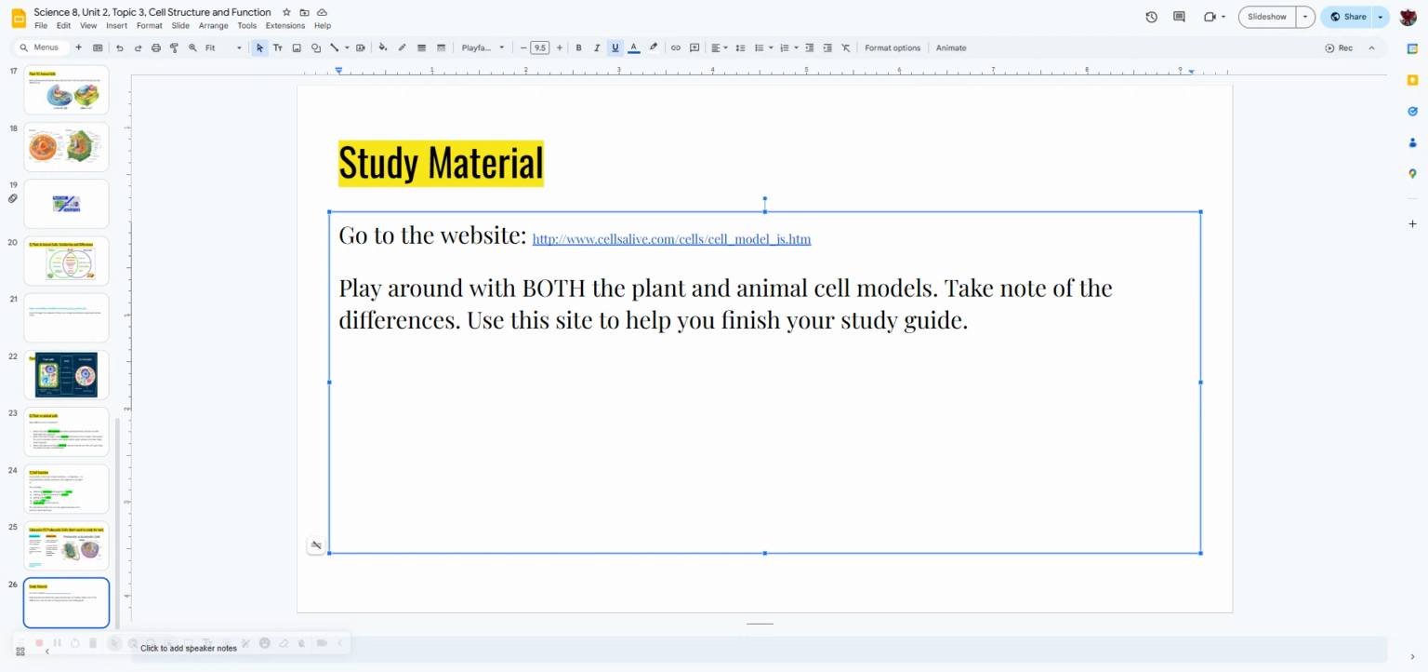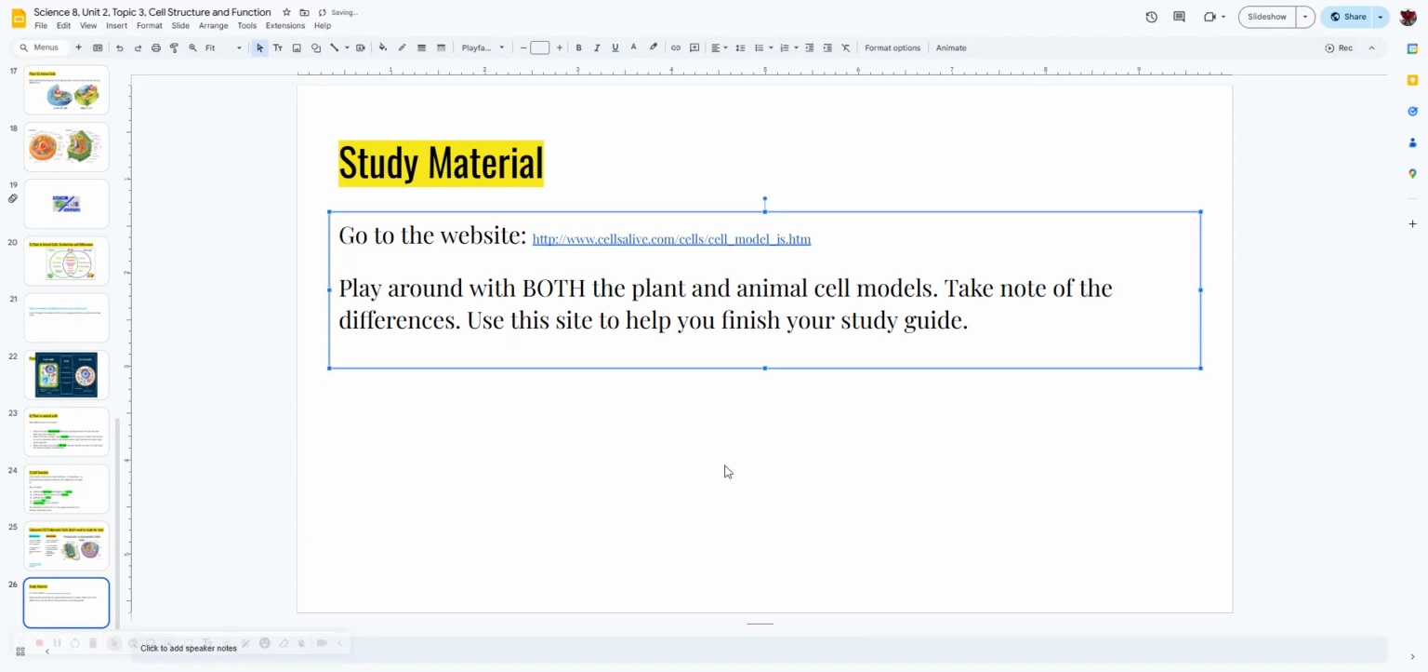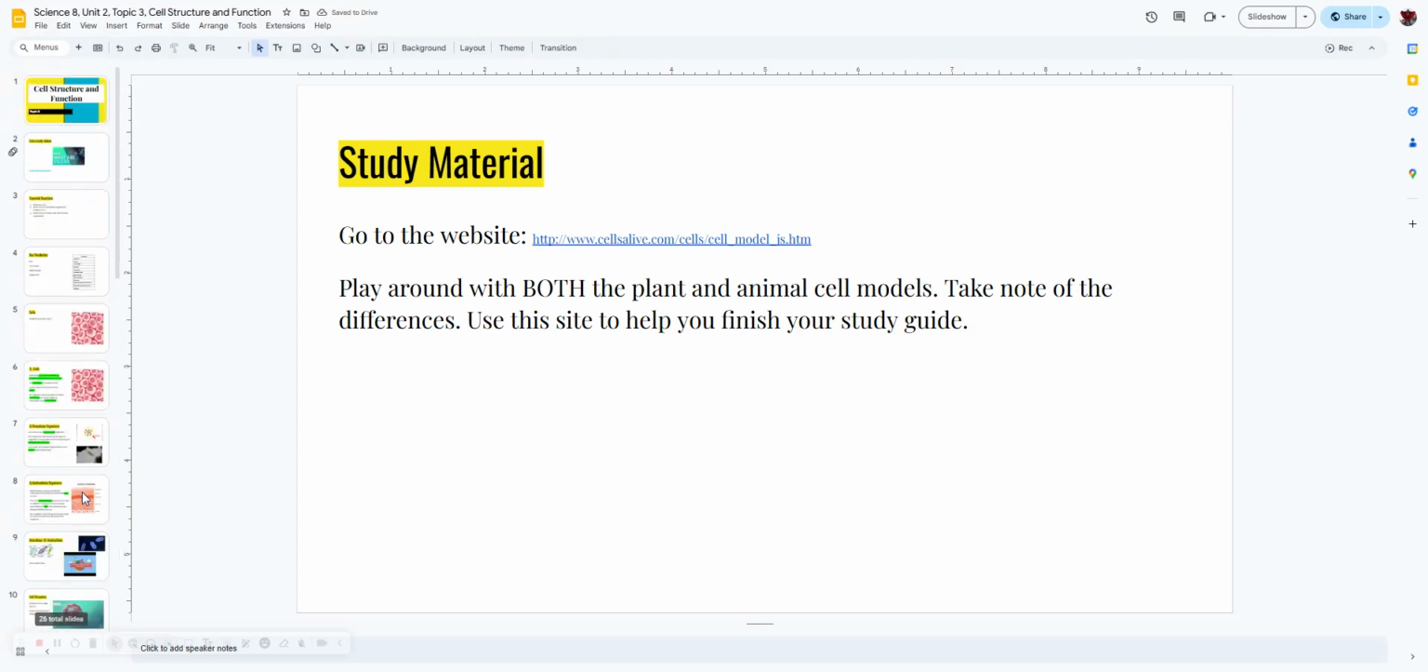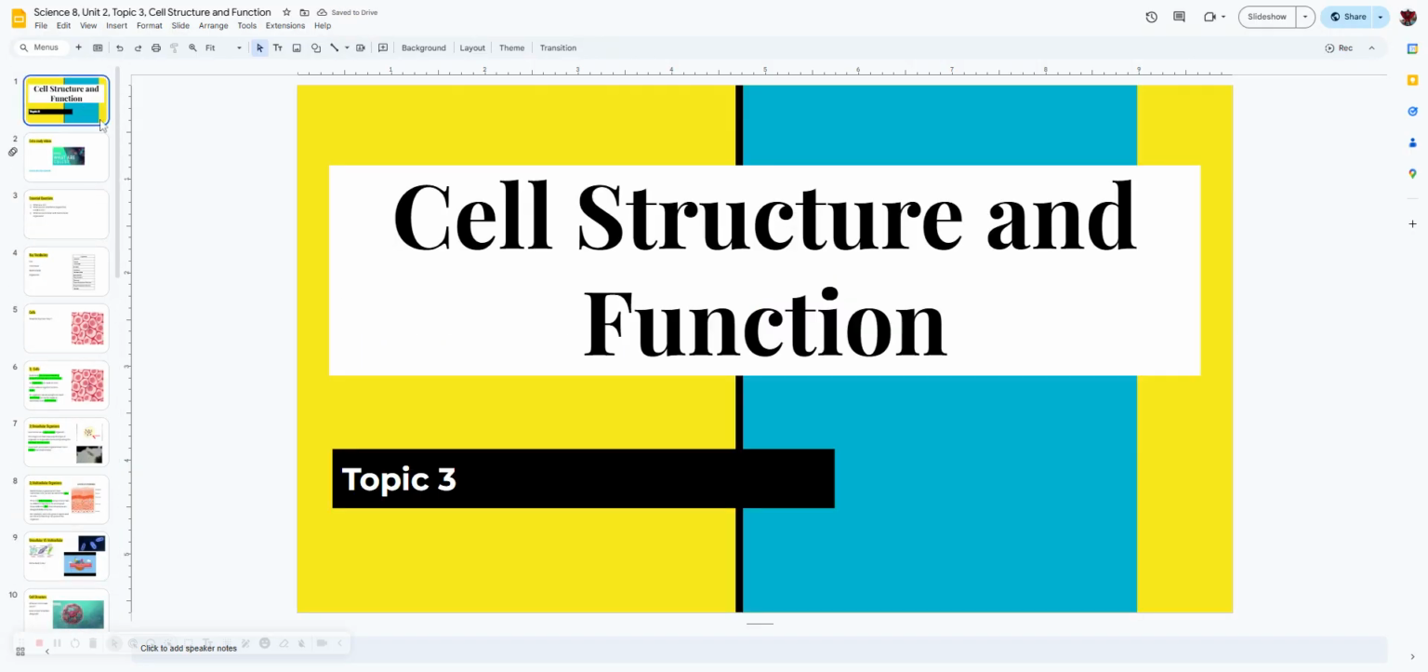It's a pretty cool resource. It helps illustrate the different parts of the cells. So that's something you can work on your own if you choose to. Don't have to, but it might be a worthwhile study resource. Okay, so that is topic 3. Happy studying. Good luck.